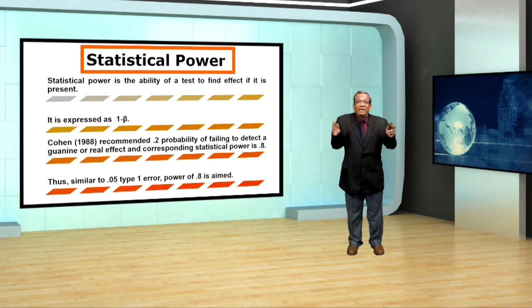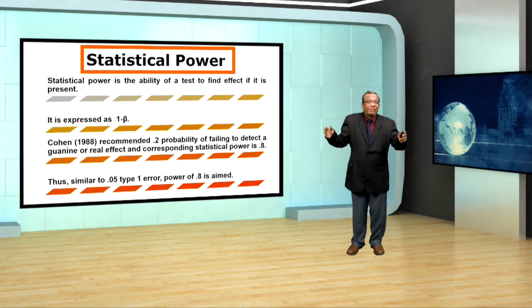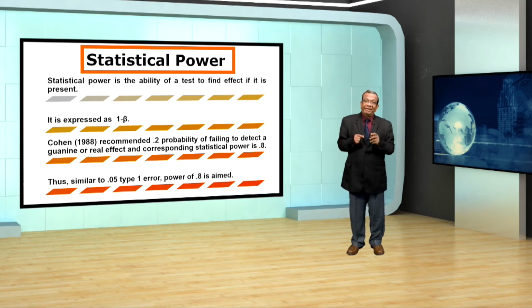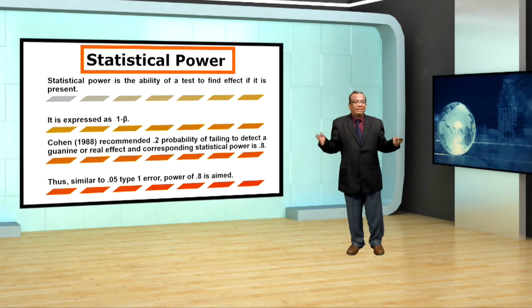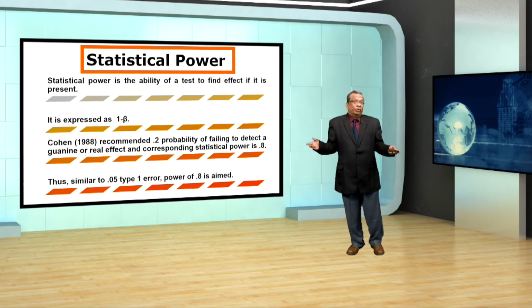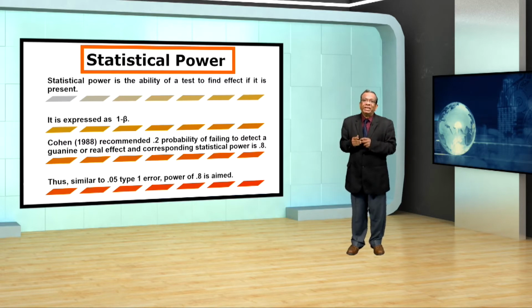Statistical power is the ability of a test to find an effect if it is present. It is expressed as 1 minus beta. Cohen in 1988 recommended 0.2 probability of failing to detect a real effect, and the corresponding statistical power is 0.8. Generally, in most research we consider 0.8 as a rule of thumb for 1 minus beta. Thus, similar to 0.05 type 1 error, power of 0.8 is aimed.